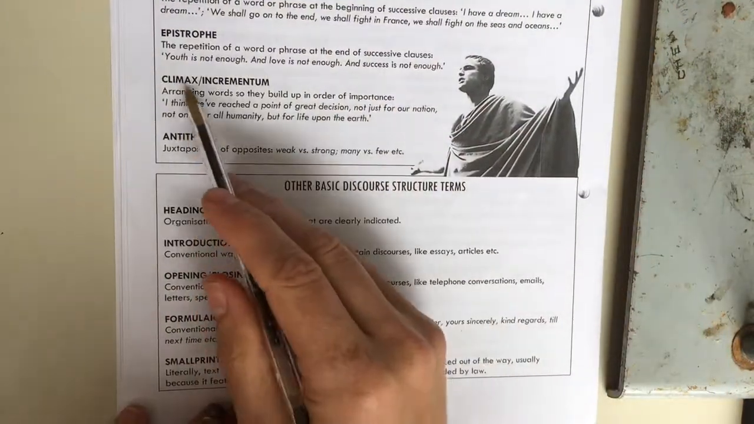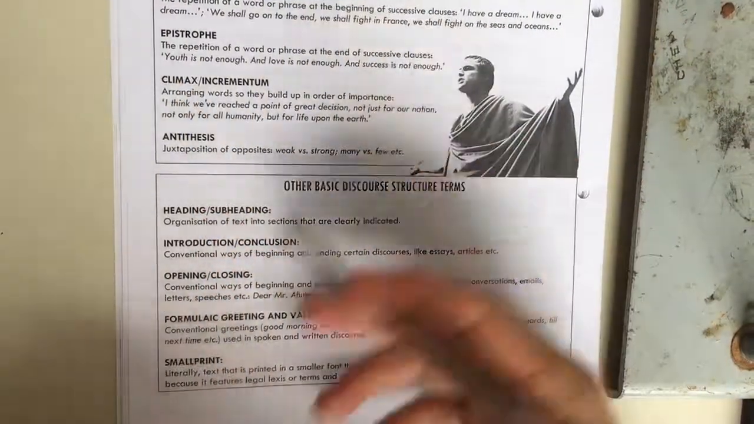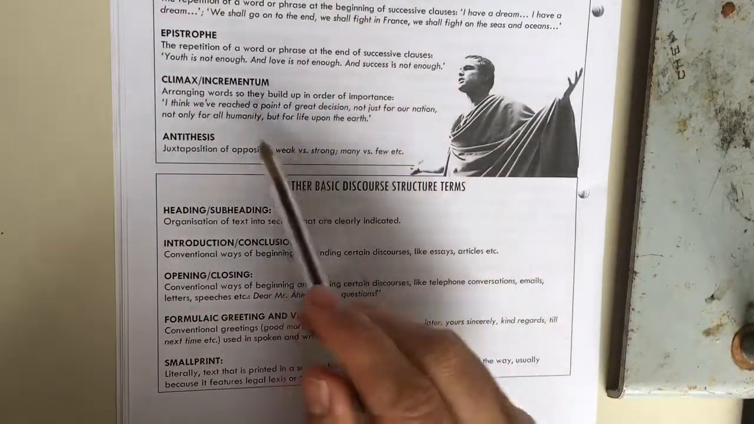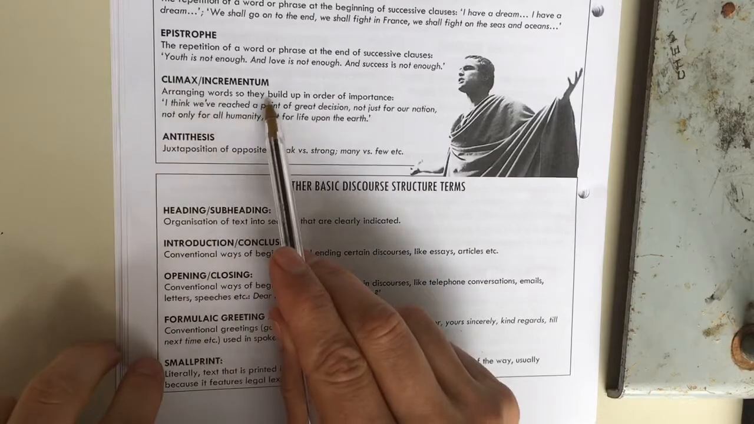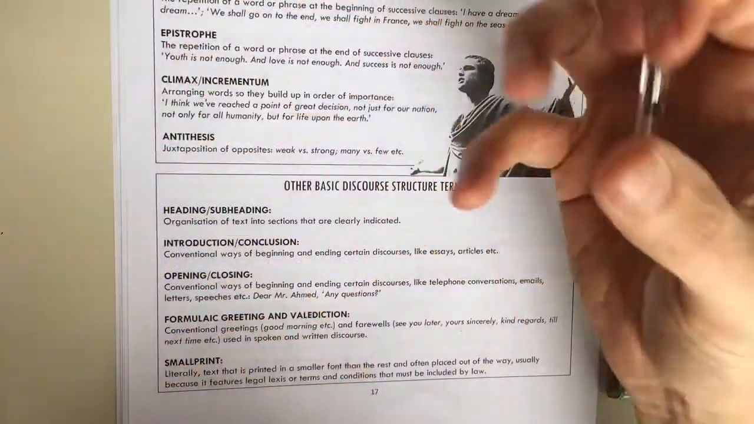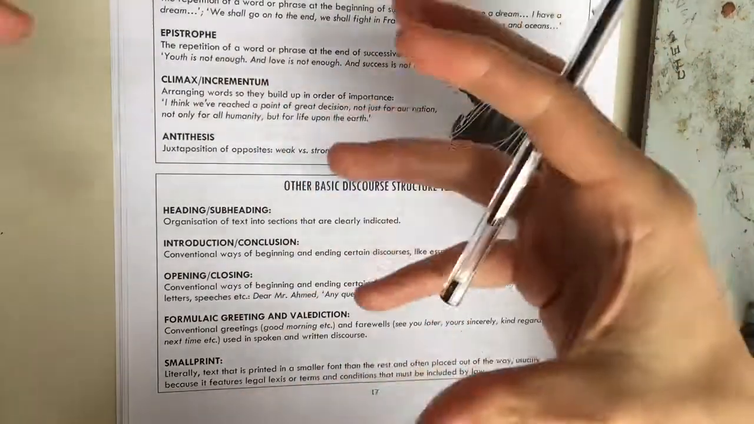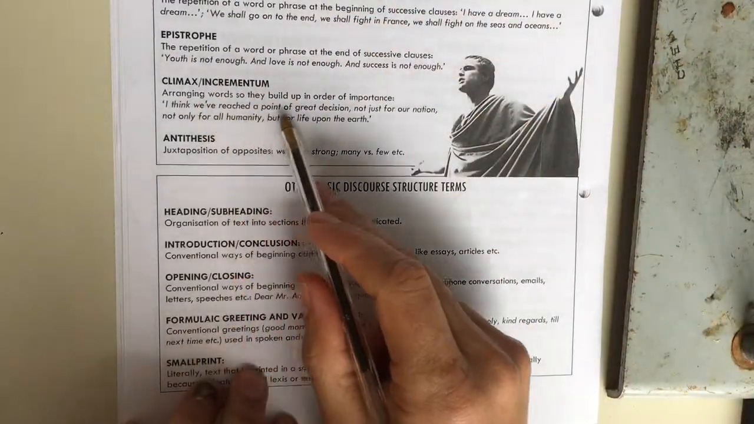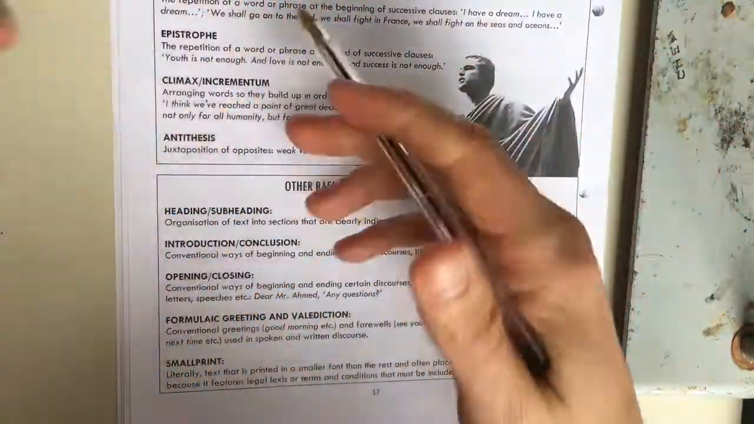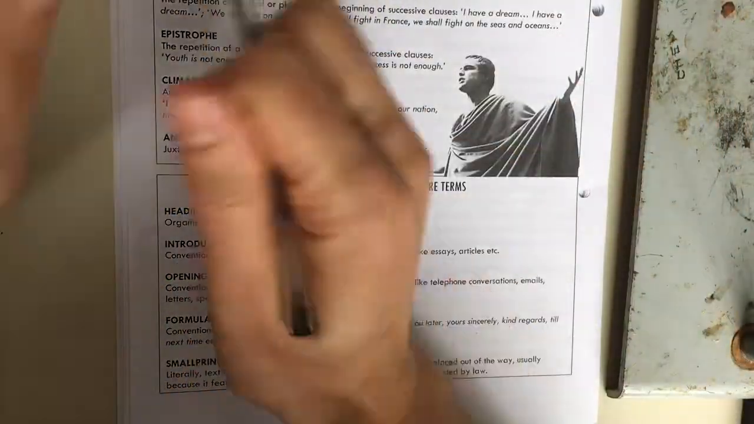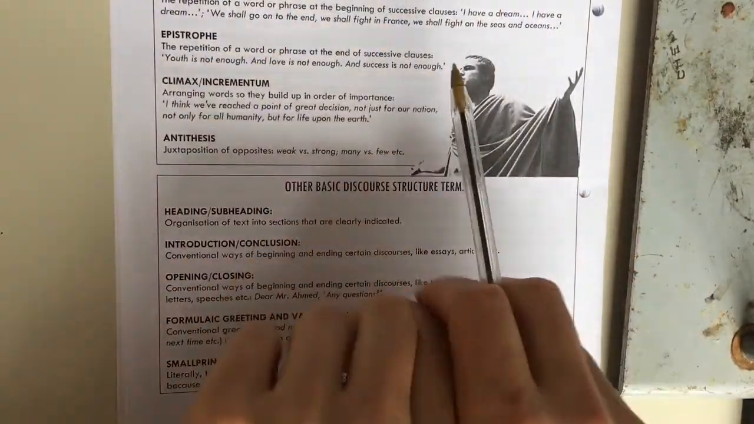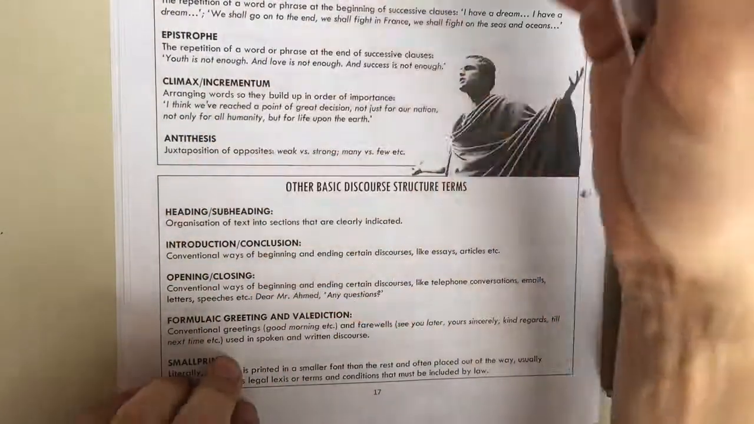The next one is what we call climax or incrementum, increasing, so literally building up. So arranging the words so they build up in order of importance. We're trying to build it up, give it this ad incrementum, developing all the way through. I think we've reached a point of great decision, not just for our nation, not only for humanity, but for life upon the earth. Not just this, not just that, but for this. So it's another form of end focus in terms of the sentence, this incrementum building up.